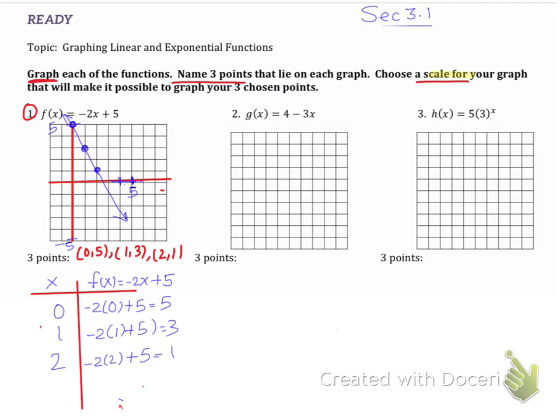So that's one way of graphing any linear equation, this kind of equation which is in y equals mx plus b form. The other way is, if I go to the second question, g of x is 4 minus 3x. I can rewrite it as g of x is negative 3x plus 4. That's similar to y equals mx plus b form. So when I compare it, I see m is negative 3 and b is 4.